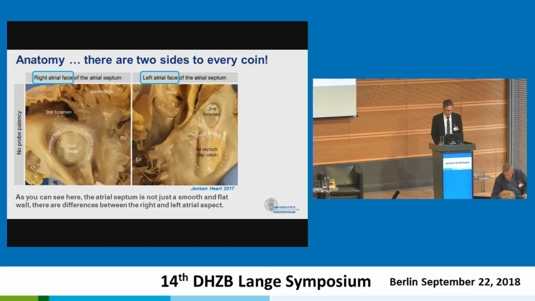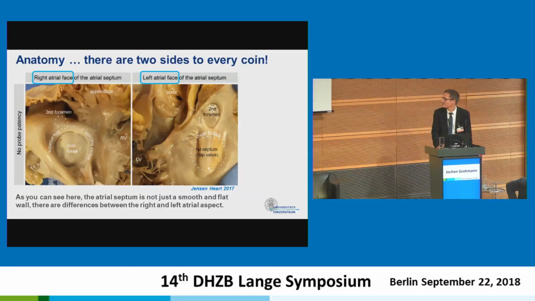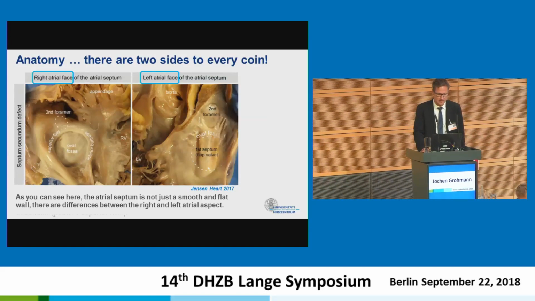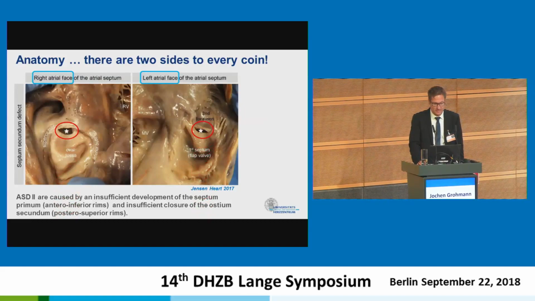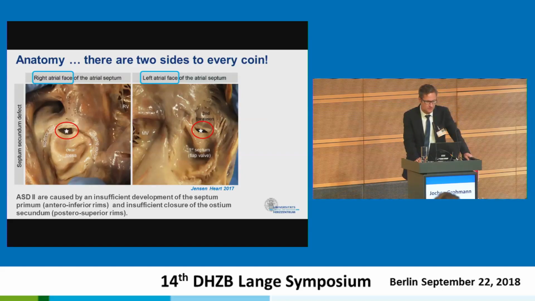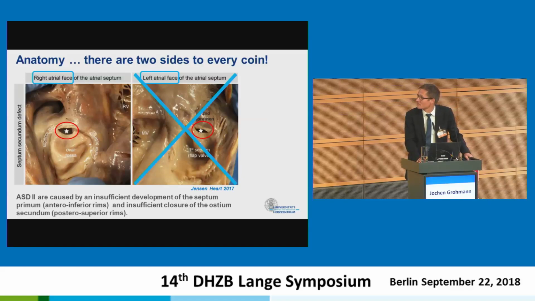As you can see here, the atrial septum is not just a smooth and flat wall. There are differences between the right and left atrial aspect. And ASDs, and this is the major topic in my talk, are caused by an insufficient development of the septum primum and insufficient closure of the septum secundum. So I will not talk on the other side. My task is the right side.